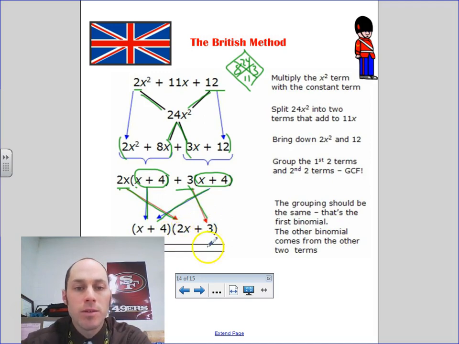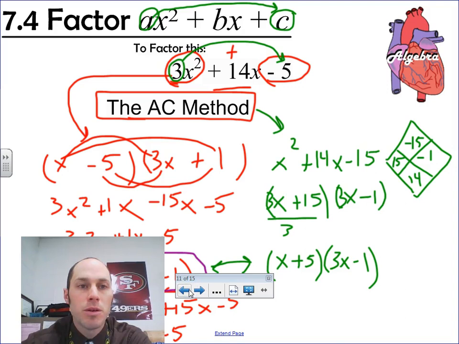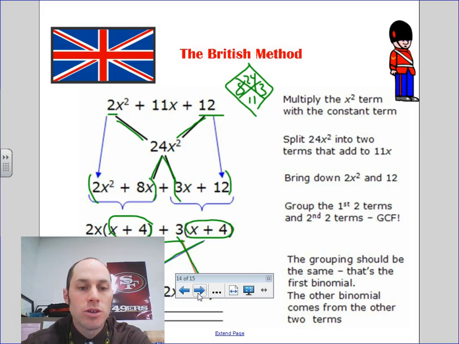So maybe you like that method better. So choose whatever method you like. Hopefully I didn't confuse you showing you both methods. But just choose a method to help you factor these polynomials when they have a leading coefficient. So I've shown you extensively the AC method. If you'd like to know more about that British method, I can show you some more in class. Or talk to Mr. Huebner about that.